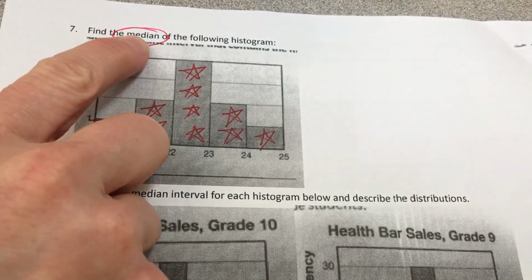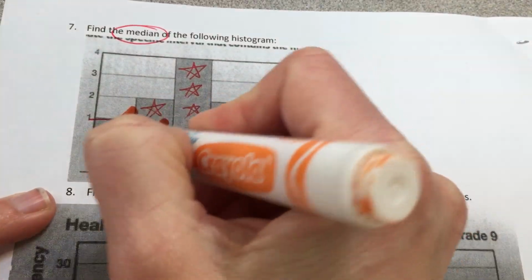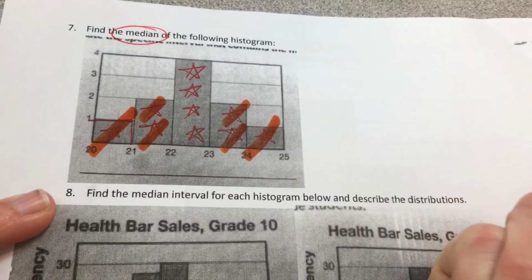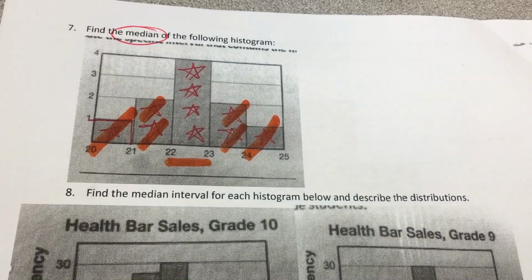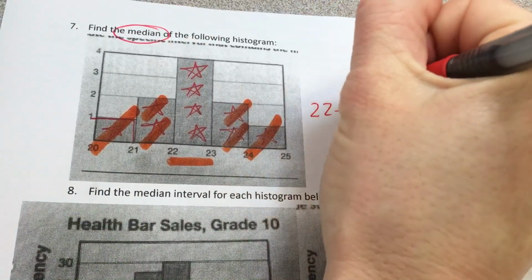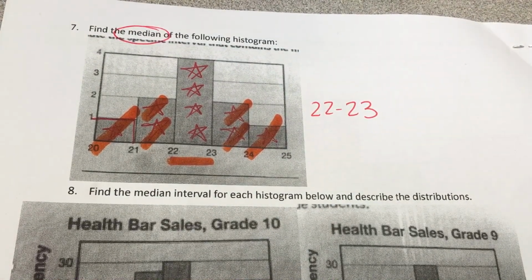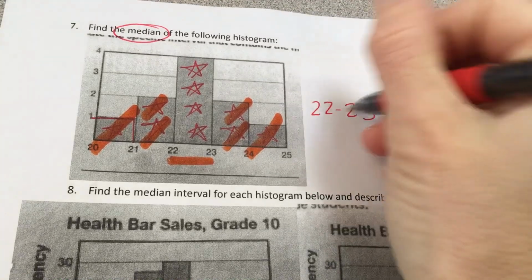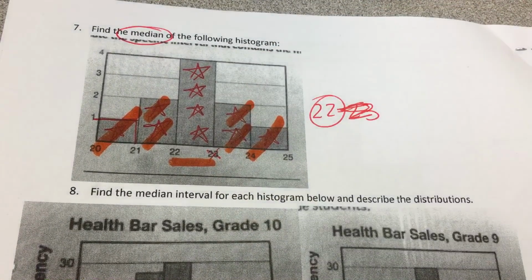To find the median, what do you do? You cross them out. Okay, so this one crosses with this one. What are you left with? And so, sorry, I should have said find the median interval. That was my fault. So the answer is just 22 to 23. Oh, no. For this one, based on the rule I just told you, what would be the answer? 22. Okay. Because you wouldn't include the 23 in this column.